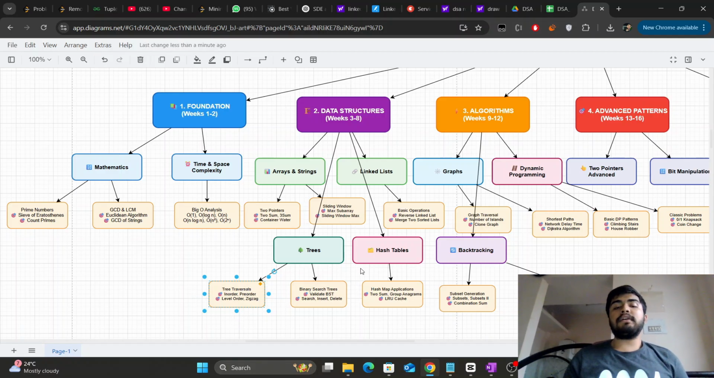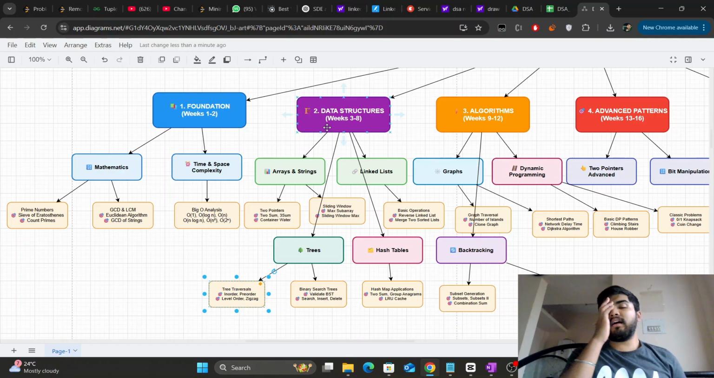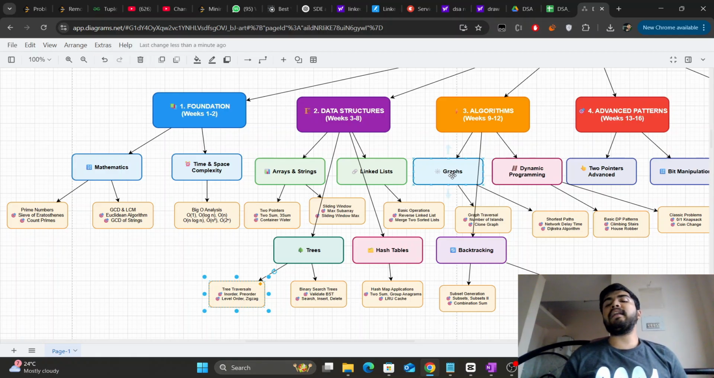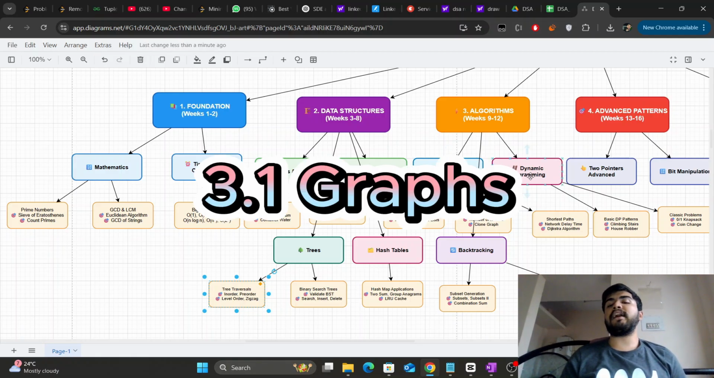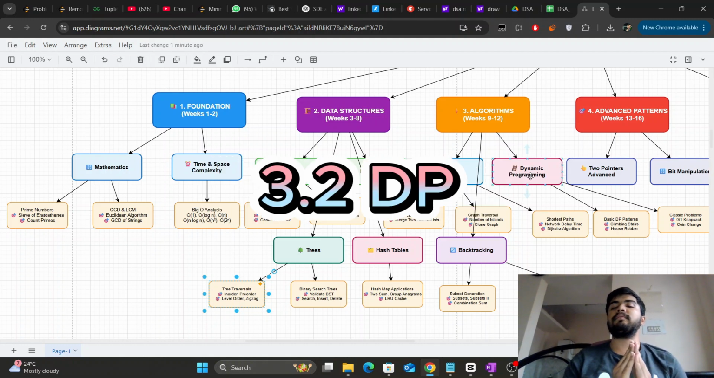Yes, so now we have done trees with this. Then we completed hash tables, and this is mostly the data structures part; the questions can be formed on that. Then on the algorithms part, we have the two most important pillars of DSA, one is graphs and another one is DP, that is dynamic programming. Mostly people get stuck on these two topics.